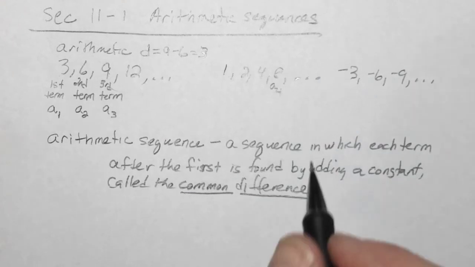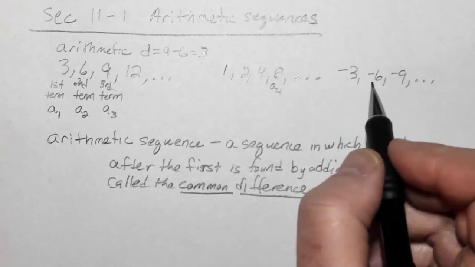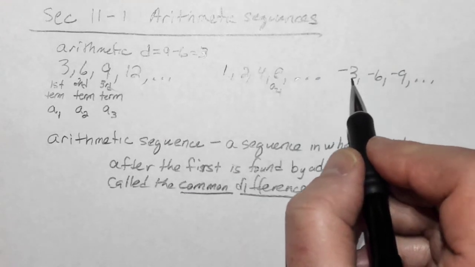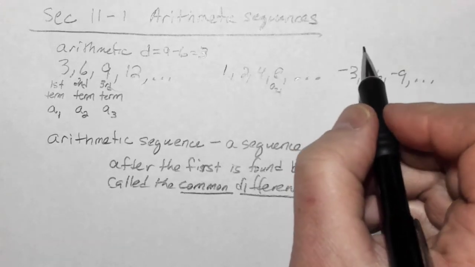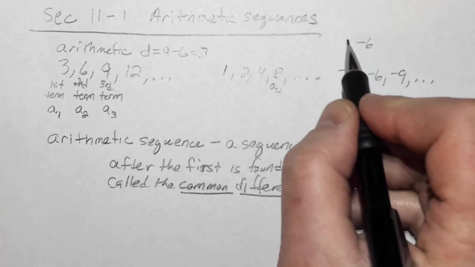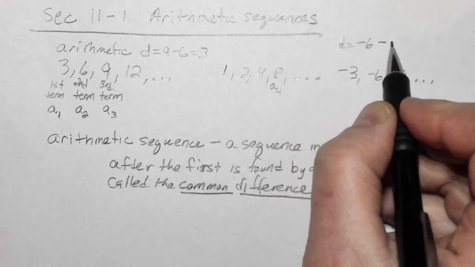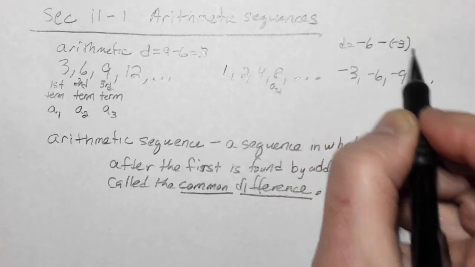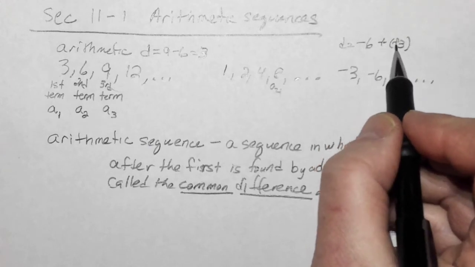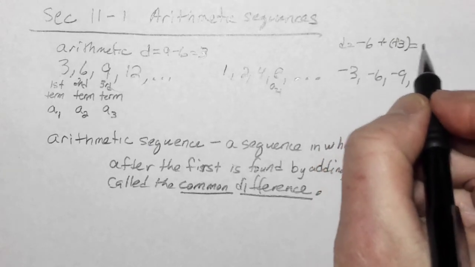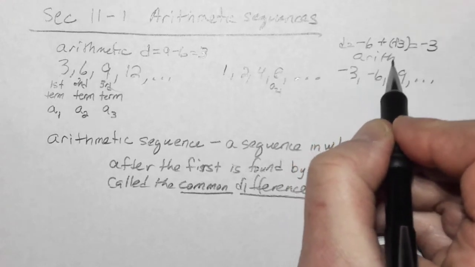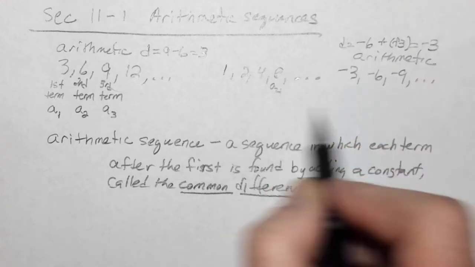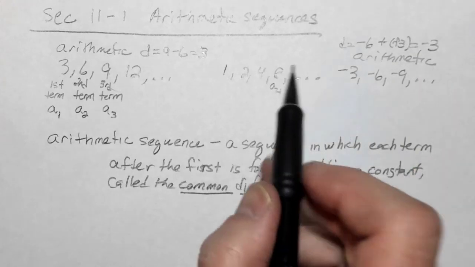Okay. If we look at this last example, each term is found by adding -3. So I can take like -6 minus -3. So minus a minus is a plus. So that ends up being -3. So this one is arithmetic as well, because each time we're just adding -3.